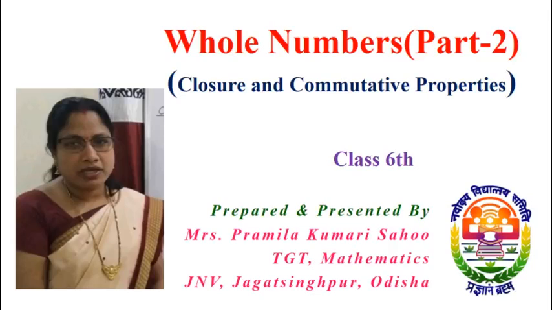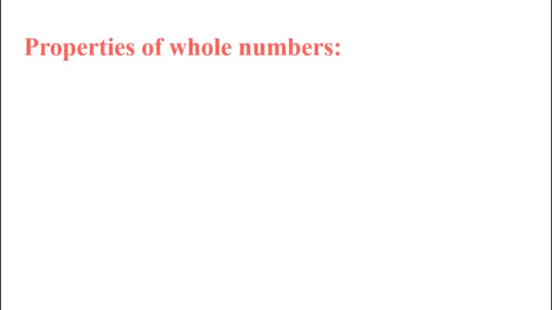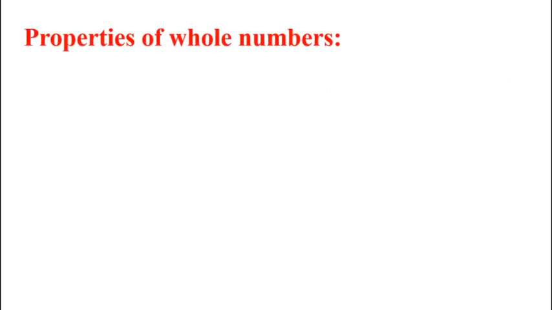Dear students, let us discuss the next part of the chapter, whole numbers. Here in this section we shall discuss two properties of whole numbers. They are the closure property and the commutative property. So let us discuss the properties of whole numbers.